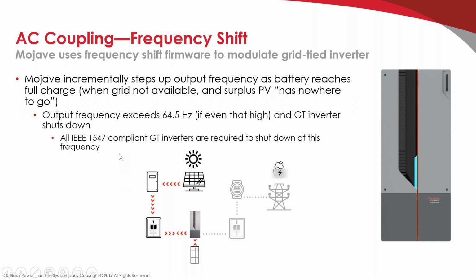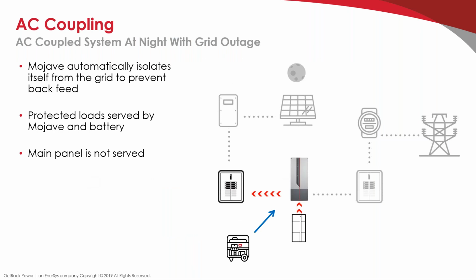It's real slick. It's very fast. It sounds like it's a gradual thing, but it's really pretty quick. The frequency shifting up to 64.5 hertz is needed, and bang, that grid tied inverter going down. And this frequency shift technology is something that we've been doing for a while with the Radian. It's just done in a bit of a nicer fashion, if you will, with the firmware that's on board the Mojave. So that's your review of AC coupling.